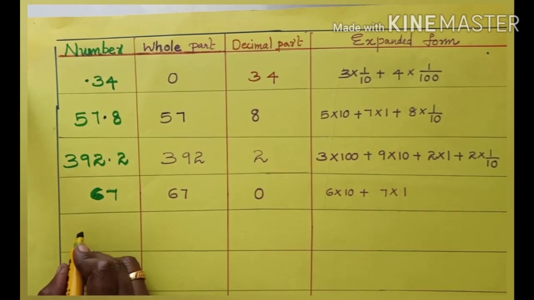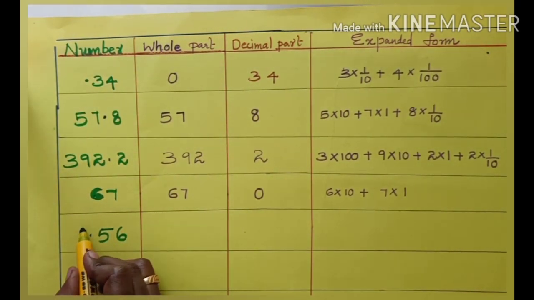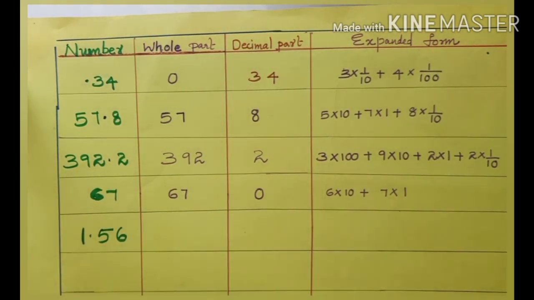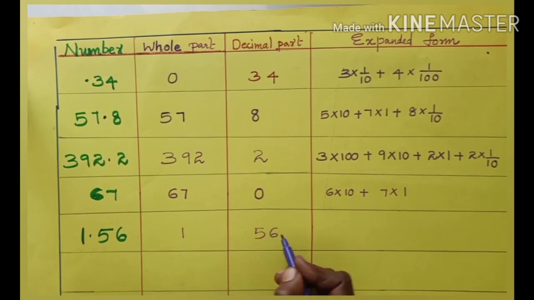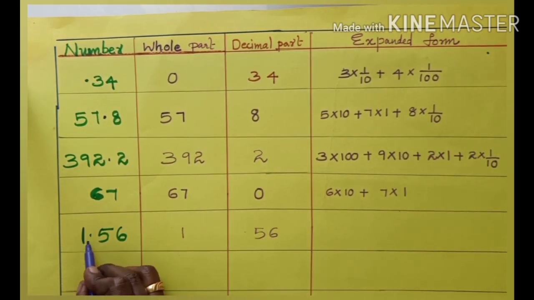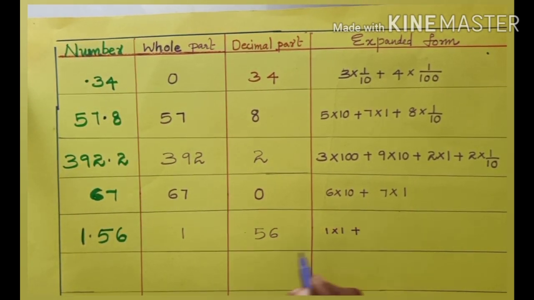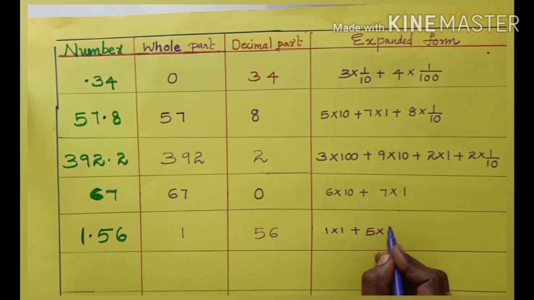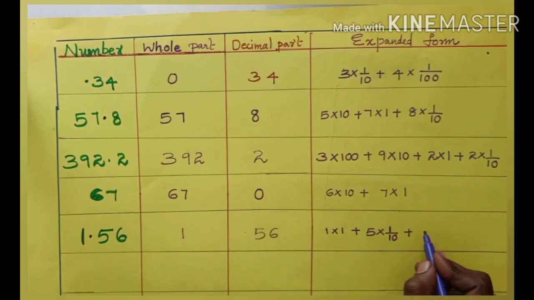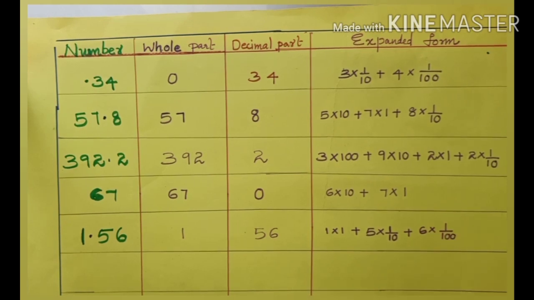Then the next example is 1.56. Here the whole number part is 1, the decimal part is 56. The expanded form: the whole number part is 1 ones. So 1 ones plus, after the decimal point, first is tenth place, 5 into 1 by 10, plus 6 is hundredth place, 6 into 1 by 100.